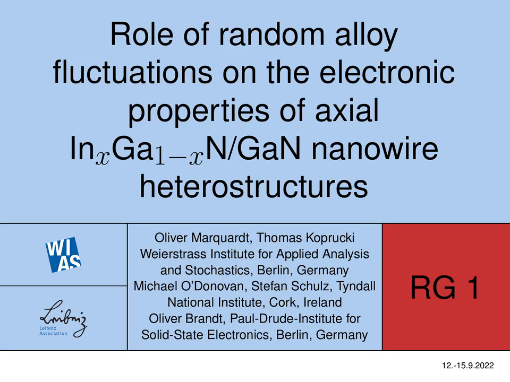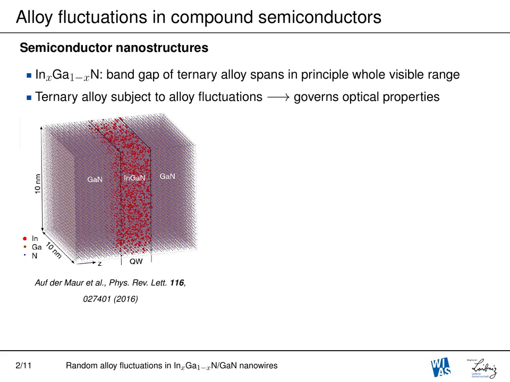The main motivation of using the ternary alloy indium gallium nitride for optical devices is that in principle its bandgap is capable of spanning the whole visible range. On the other hand, it is clear that the ternary alloy is always subject to some sort of alloy fluctuations, and that these alloy fluctuations will have a quite decisive influence on the optical properties of the system.